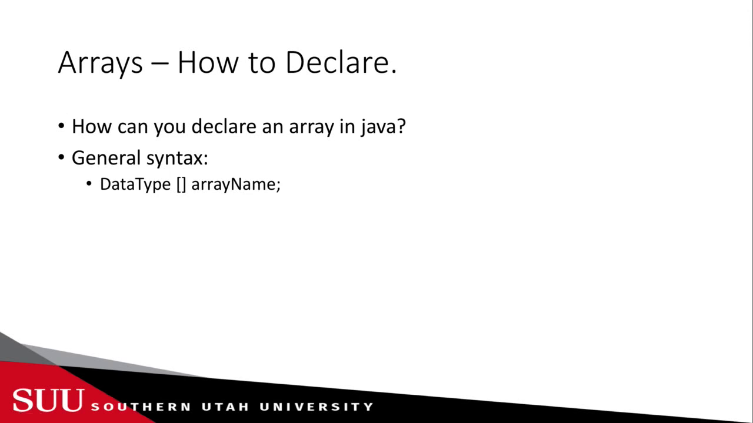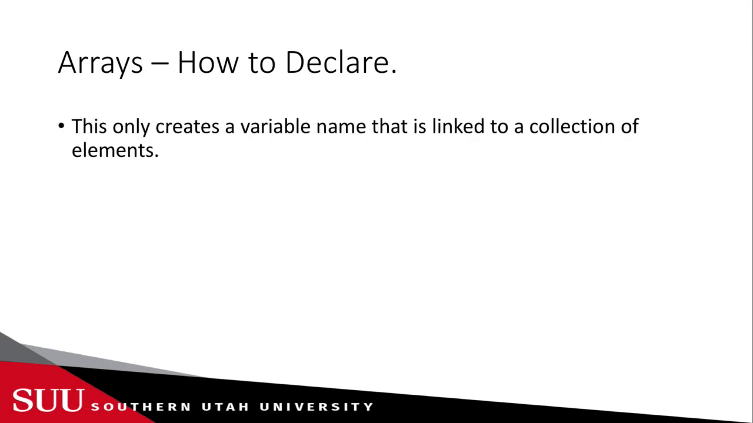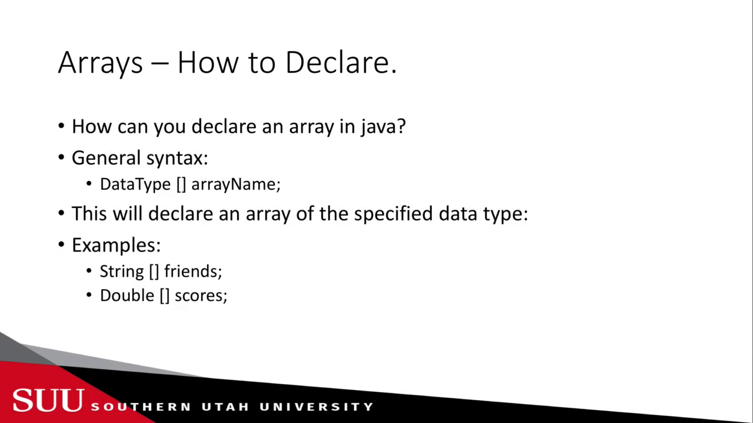Now this is going to just declare the array. So for example, this is the way I can create an array of strings. I will say string and then square brackets, and then follow it with the array name. Similarly, double, square brackets, and then I will have scores listed in my array.